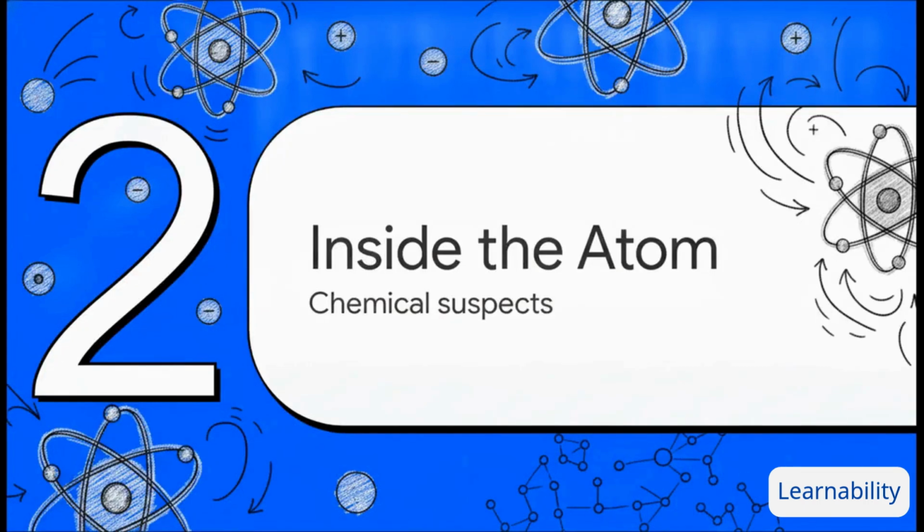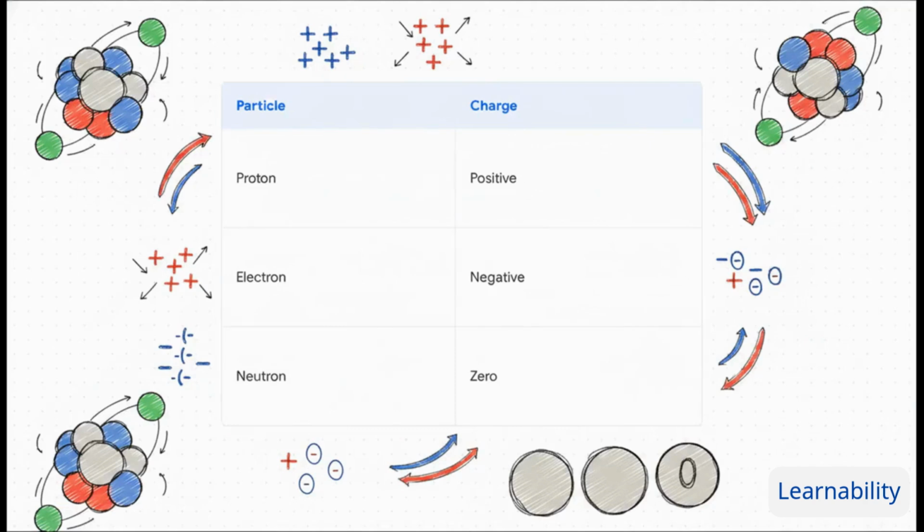But where exactly is this charge coming from in the first place? To answer that, let's move to our second section, shrink ourselves all the way down to the microscopic level and investigate the chemical suspects inside the atom. Atoms are the basic building blocks of literally all matter, and they're made up of 3 types of subatomic particles. Let's look at exactly which ones carry this pushing and pulling power.